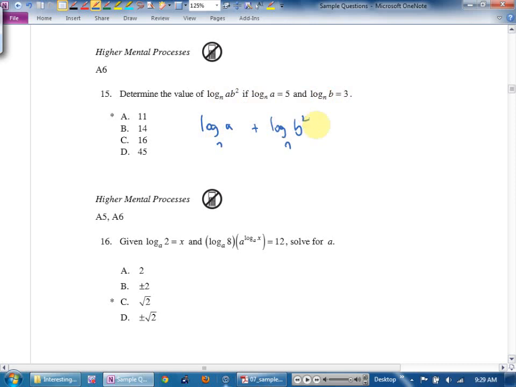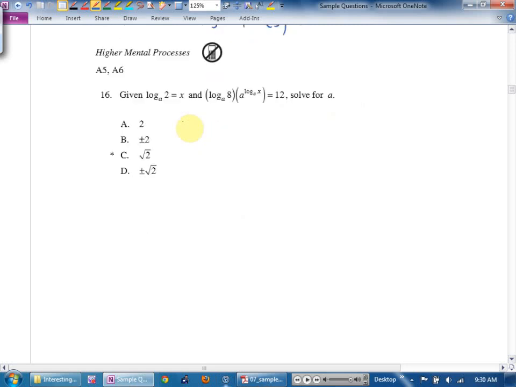Oh, this is good. You know what log base n of a is, Dina? That's just 5 plus something. Oh, I can move the 2 to the front, and I have log base n of b. Oh, but you know what log base n of b is, Dina? Oh, 11. Number 16.